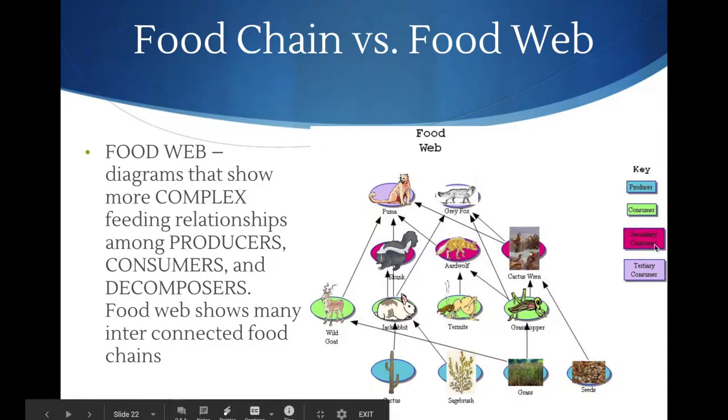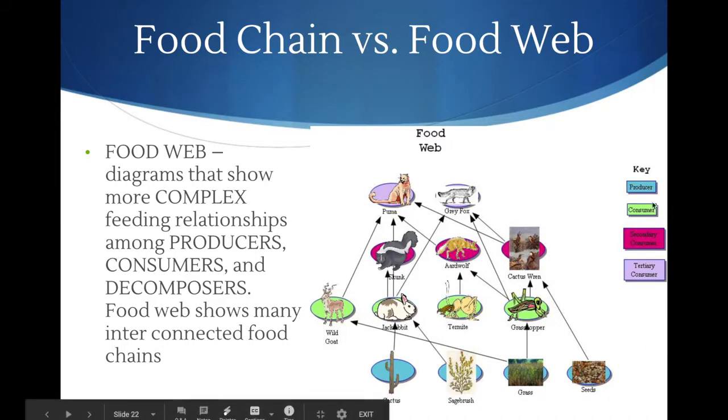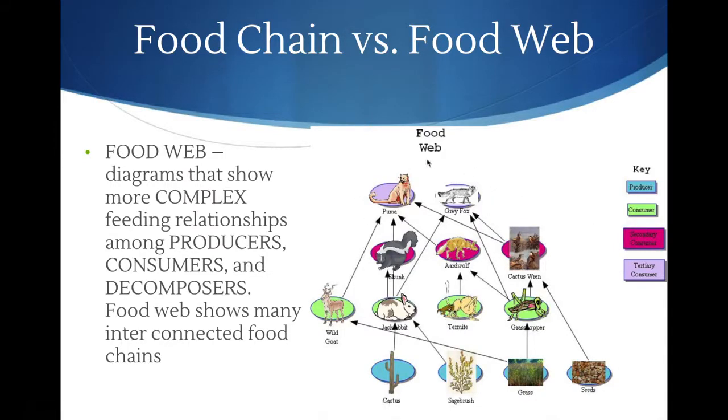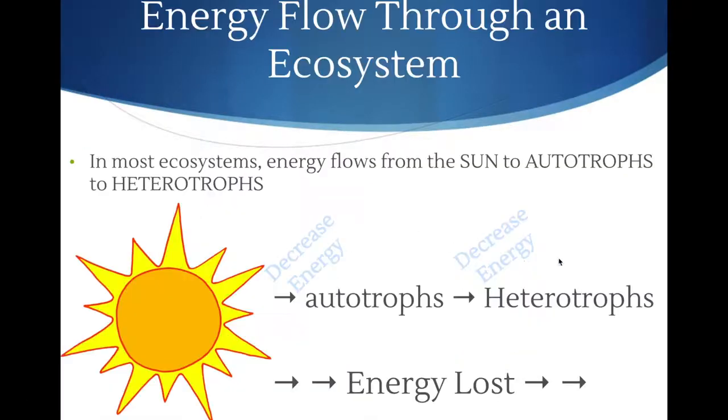The secondary consumers, which is in the pink box, are your second row here, your skunk, aardwolf, and cactus wren. These are consumers that eat plants. And then your last one is your tertiary, that's the purple background. These are consumers that eat consumers that eat consumers that eat plants, if that makes any sense. We call them tertiary. Okay, I'm going to skip that for now.